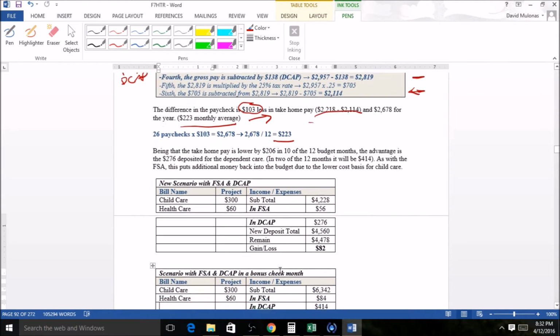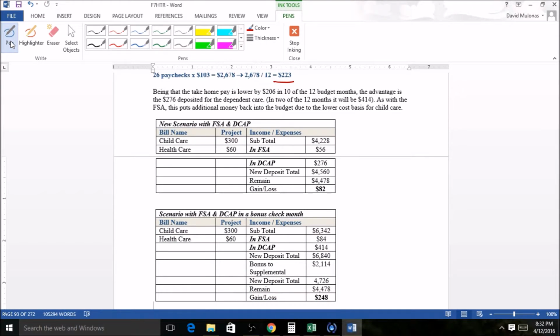So let's take a look at what we're talking about here. So we can see right here that the take-home pay is lower by $206 in 10 of the 12 months because of the 103, and the advantage is the $276 deposited in for dependent care. So there's a gain. In the 2 bonus check months, that's $414 that goes into the account. Look right here and see we've added $276, and we know that child care is $300.